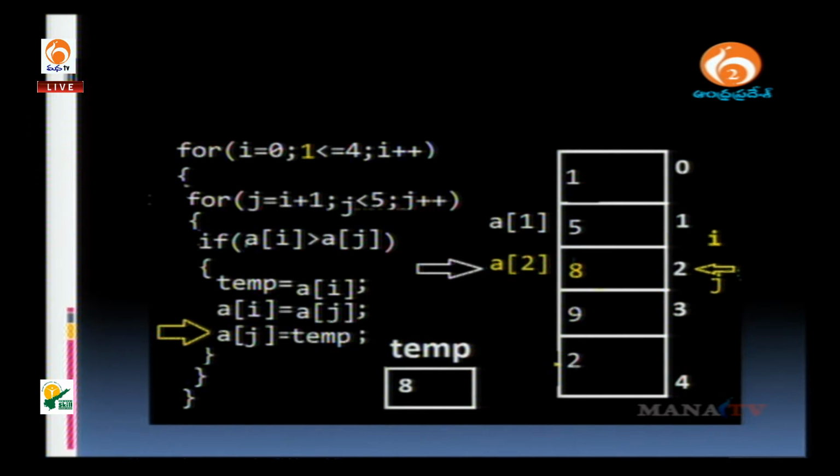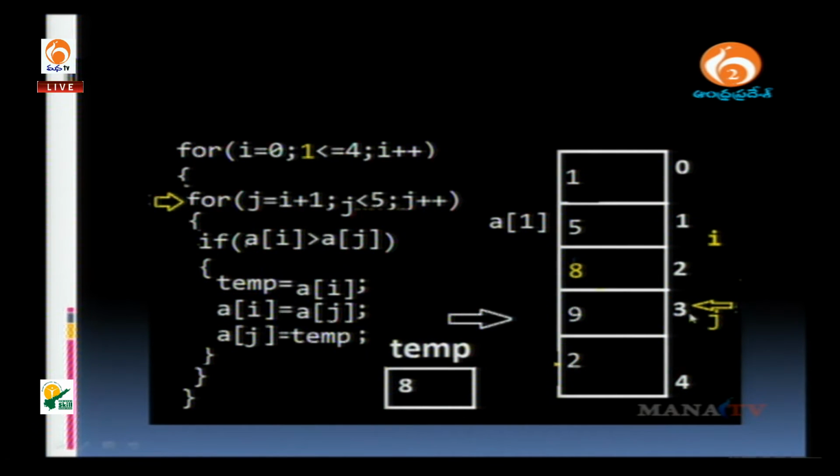Next, the control moves to the next iteration, that is j plus plus. Right now j equals 2, j plus plus means j moves to the next index, that is j is incremented by 1, that is 3 here. Initially it was 2, incremented by 1 means 2 plus 1, 3. Now j comes to here.